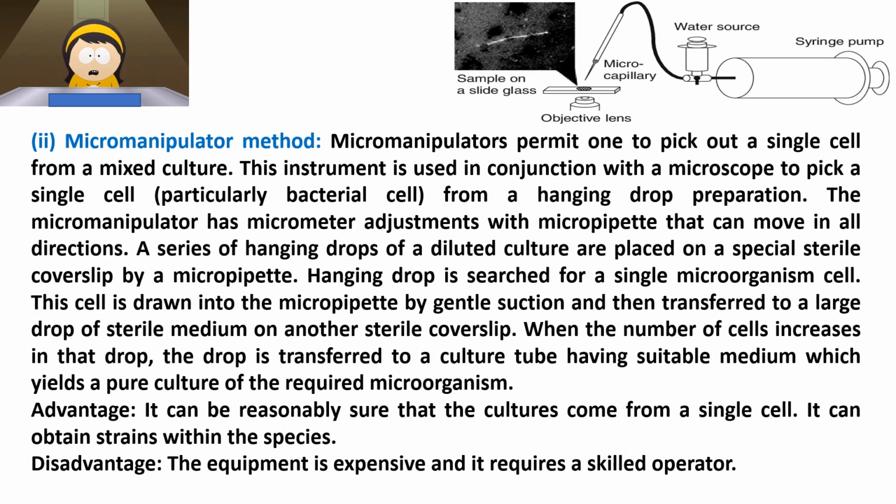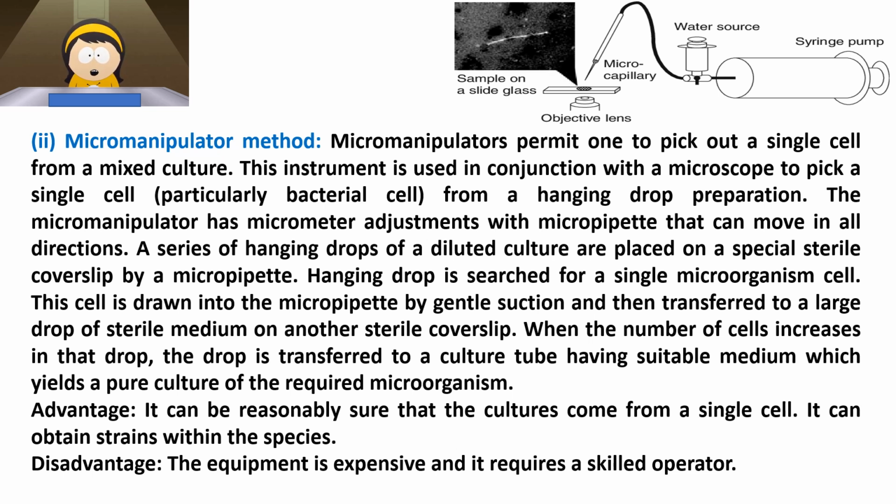II. Micromanipulator method. Micromanipulators permit one to pick out a single cell from a mixed culture. This instrument is used in conjunction with a microscope to pick a single cell, particularly a bacterial cell, from a hanging drop preparation. The micromanipulator has micrometer adjustments with a micropipette that can move in all directions. A series of hanging drops of a diluted culture are placed on a special sterile coverslip by a micropipette. Hanging drop is searched for a single microorganism cell.